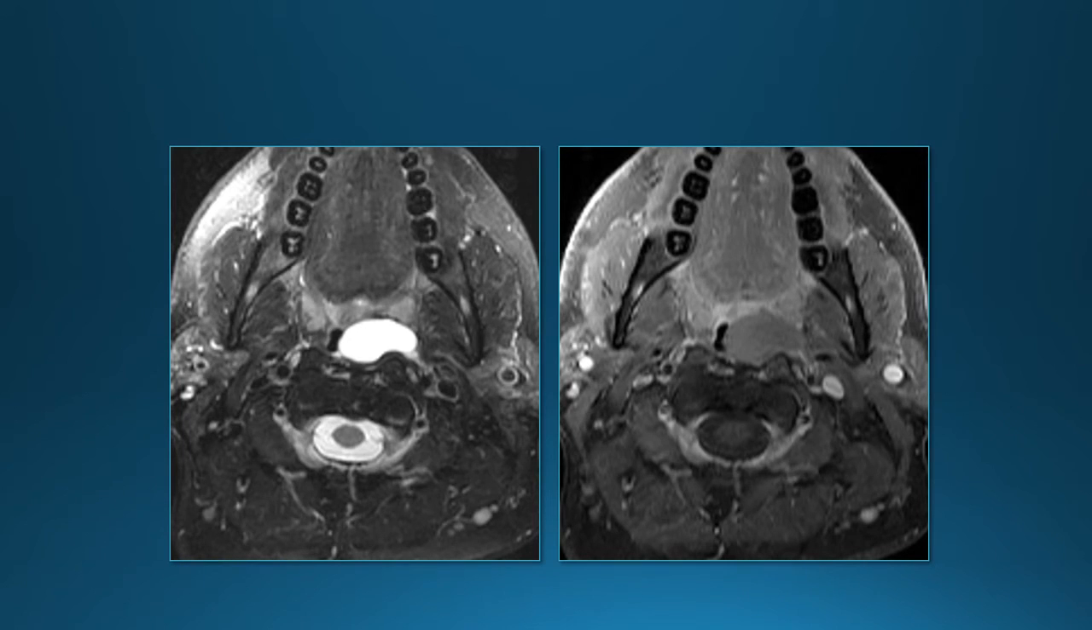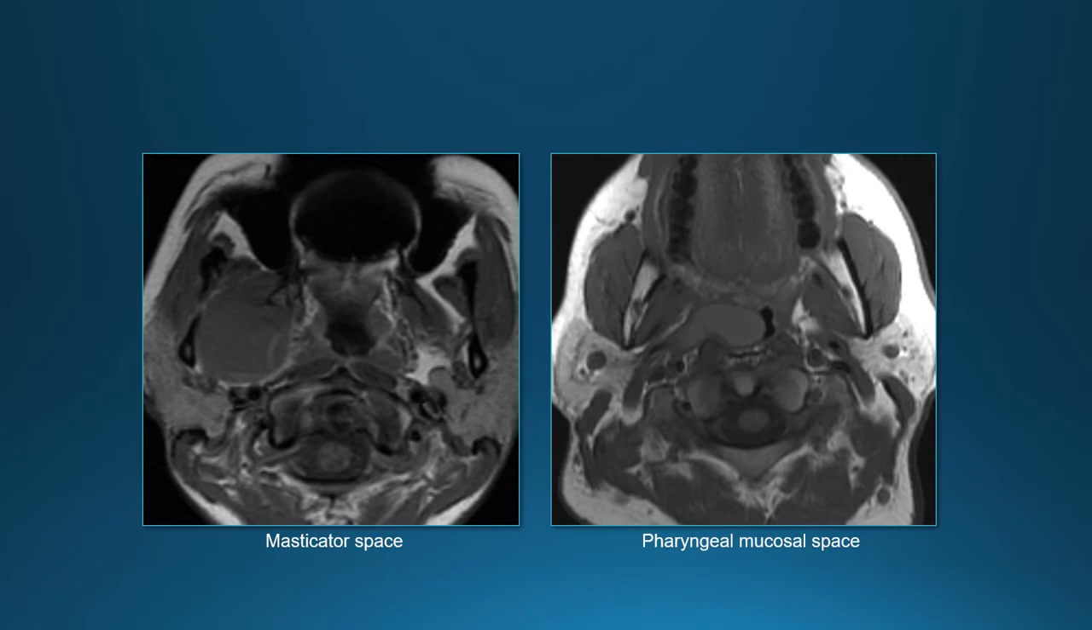So here's our patient on the post-contrast images over here. This is post-contrast with fat suppression. There's no enhancement with contrast. So this represents a retention cyst. You can get a retention cyst in any mucosal space, and the key is it's fluid signal and does not enhance with contrast.